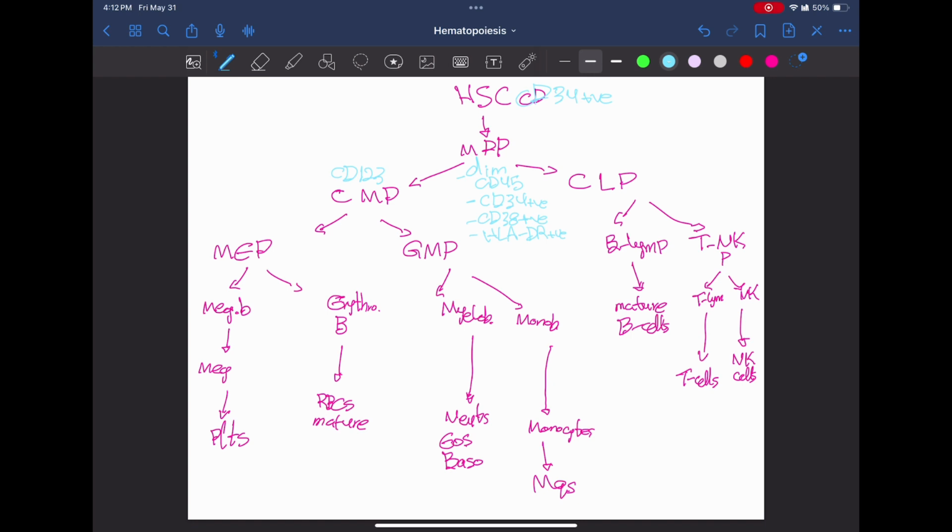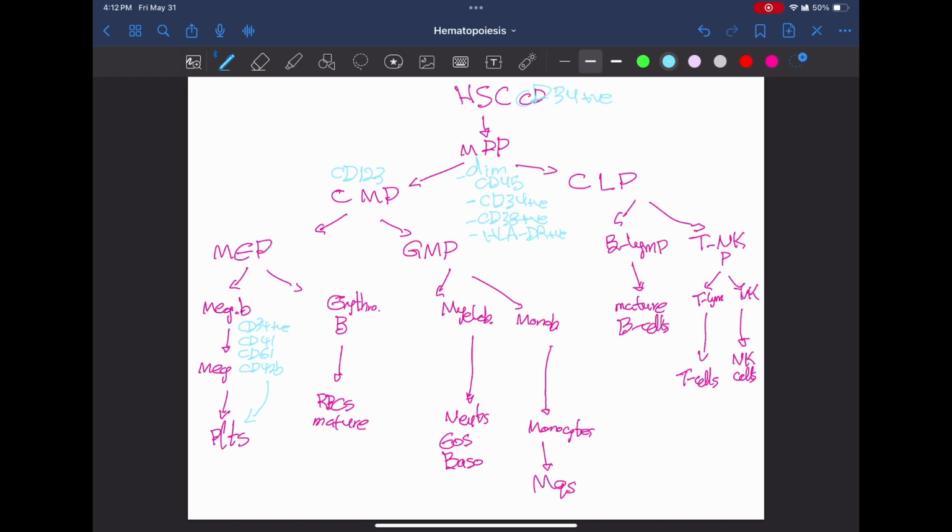As for megakaryoblasts, these tend to be CD34 positive, and they show variable expression of CD41, CD61, and CD42B. And as they mature, they show more expression of these megakaryocytic markers, and platelets express these markers as well.